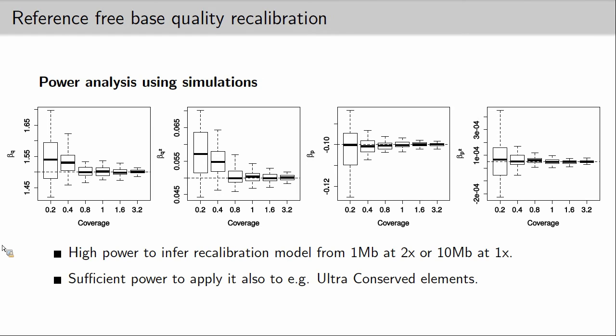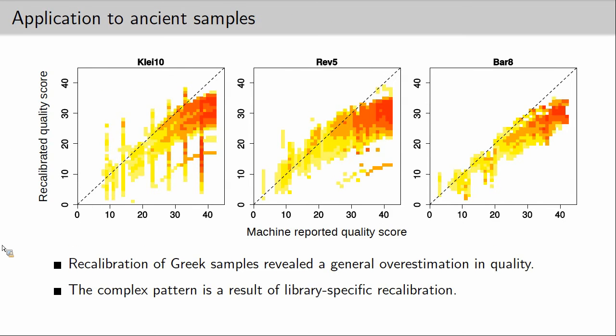Or if you have lower depths at 1x, so this is data not shown, you need about 10 megabase of data, then you're on the safe side, and you can estimate these coefficients very, very reliably, okay? So we apply this to our Greek samples. This is what we're gonna get.